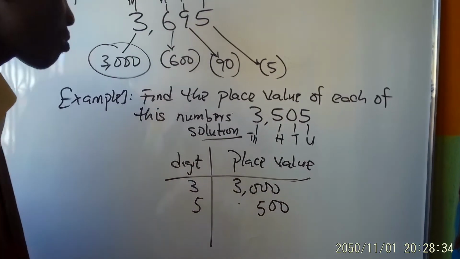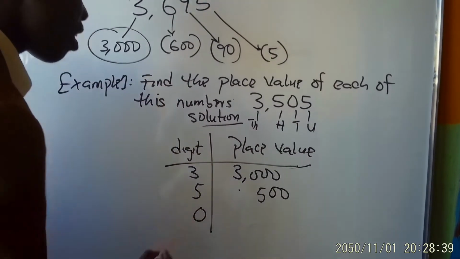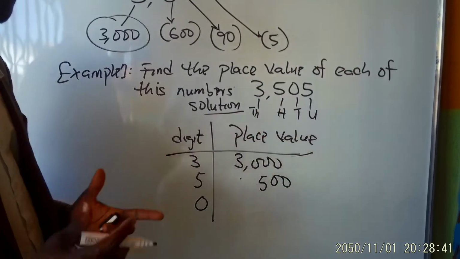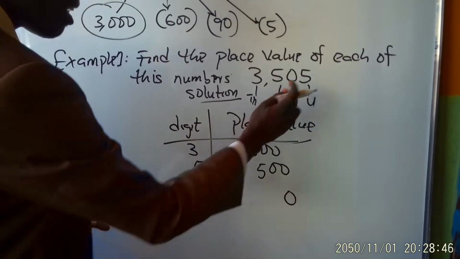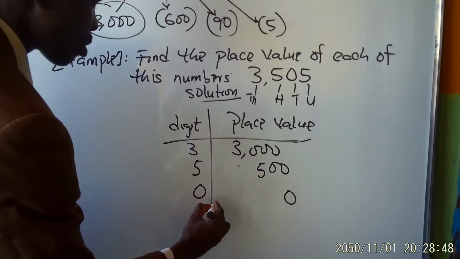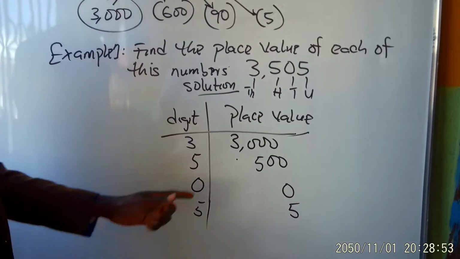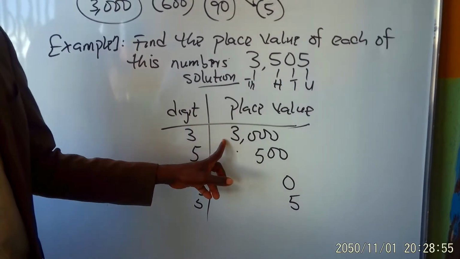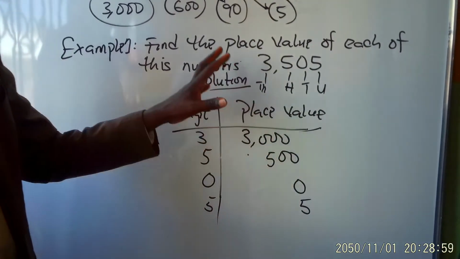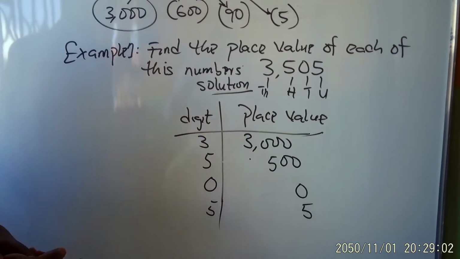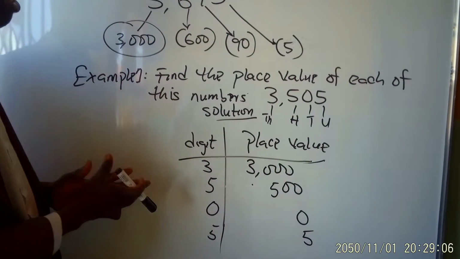Okay, 0 is a digit here. The value of 0 here is 0. It still gives us 0. While the last one is 5. So the value of 5 here is 5. So when you bring this together, you are going to have 3505. This is what we call place value of numbers. I hope you understand this.